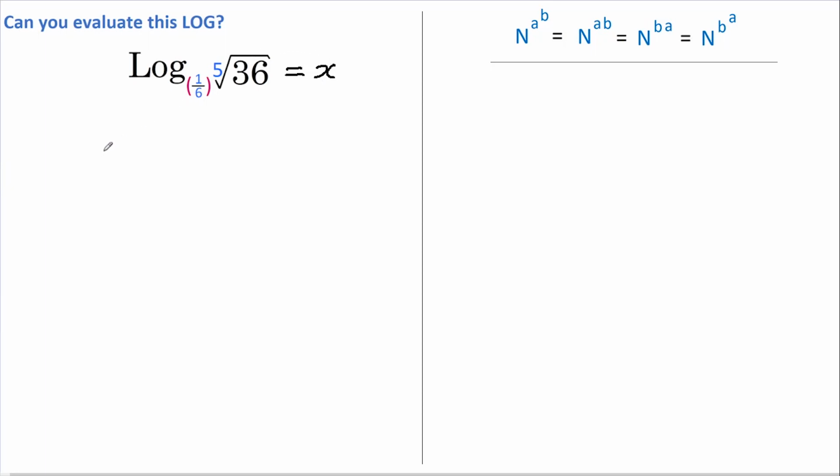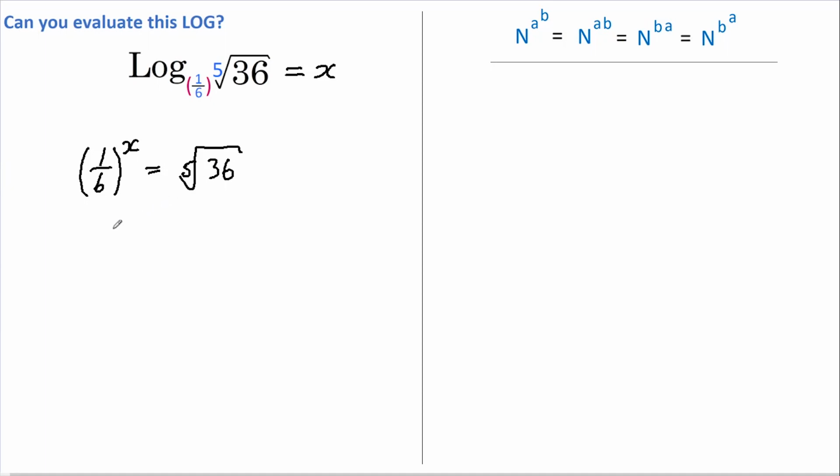So doing that, we get that 1/6 to the power of x equals the fifth root of 36. Now you may notice that the square root of 36 is 6, and we have a 6 on this side. Therefore, I'm going to attempt to rearrange both sides so that the base number is 6.